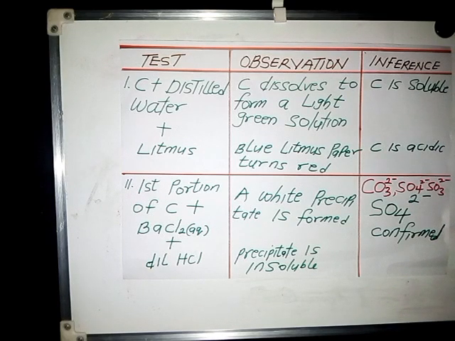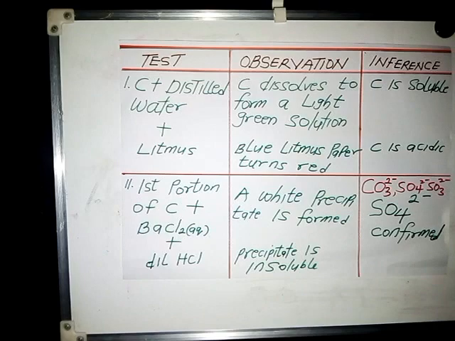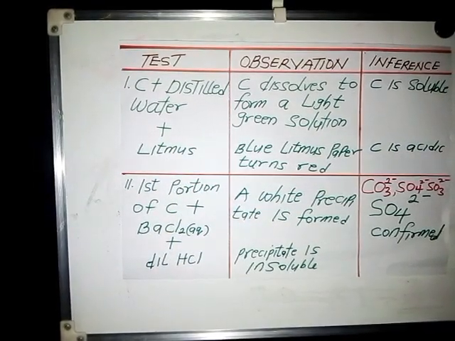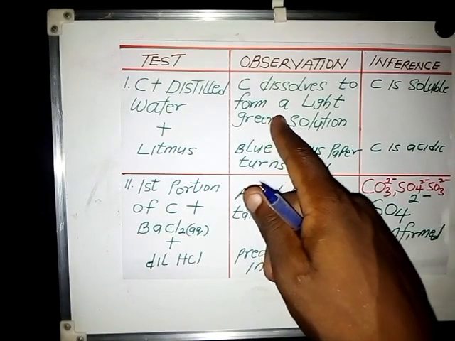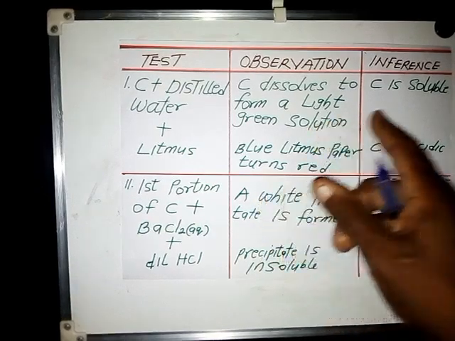from the salt, you notice that both the iron and the ammonium are cations, while the sulfate SO4 is the anion. Anyway, so normal procedure. I said C plus distilled water. It is expected that C dissolves to form a light green solution. So when this happens, you know that C is soluble.